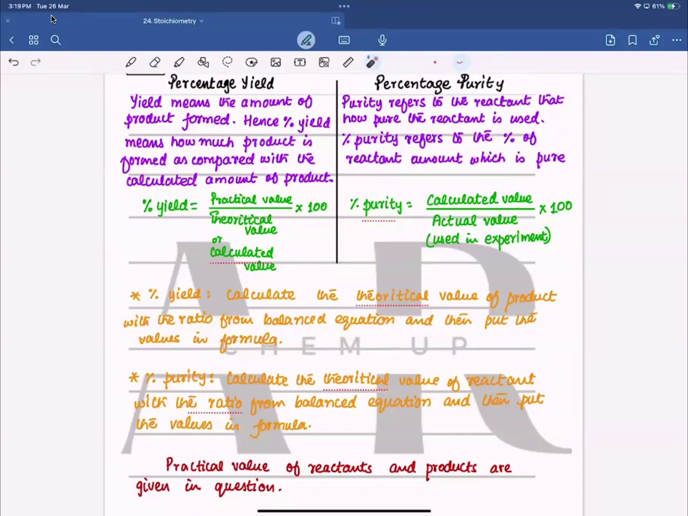Sir, what is meant by this, that percentage yield means how much product is formed as compared with the calculated amount of product? See, it means that obviously due to some impurities, the amount of the product that is formed will not be the exact amount which is supposed to be formed. When we calculate it, we always get the maximum yield, the 100% yield of the product. And when we perform the experiment, due to the impurities present in the reactant, we never get that exact amount, but always lesser than that amount. Lesser than the calculated value, right? Yeah.